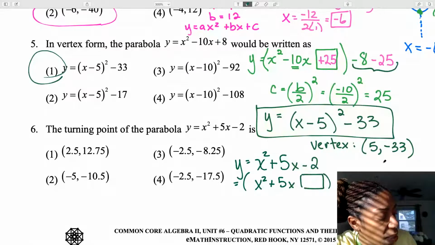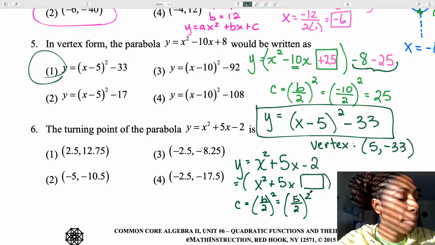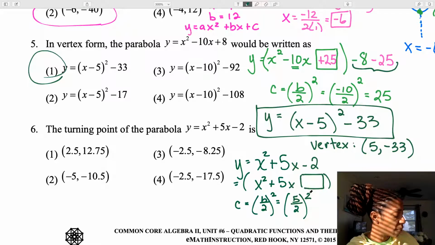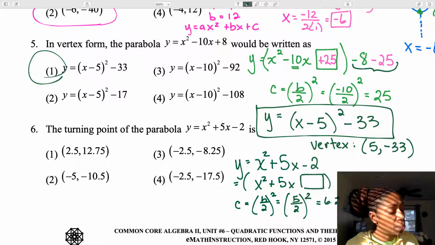So we find the c by dividing b by 2 and squaring it. So b is 5. 5 divided by 2 squared. So what's 5 divided by 2? 5 divided by 2 is 2.5. And 2.5 squared is 6.25. So that's our new c term.